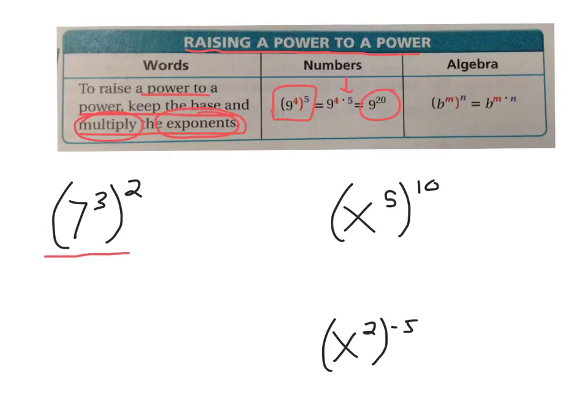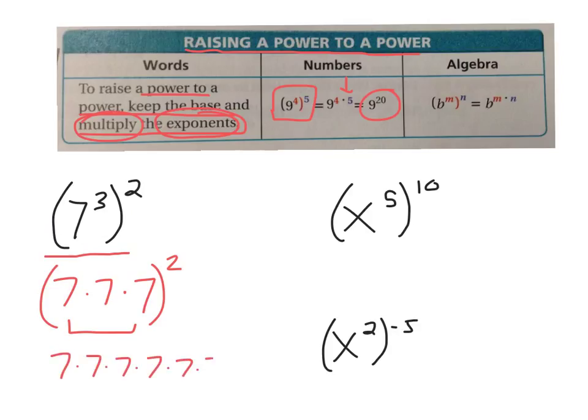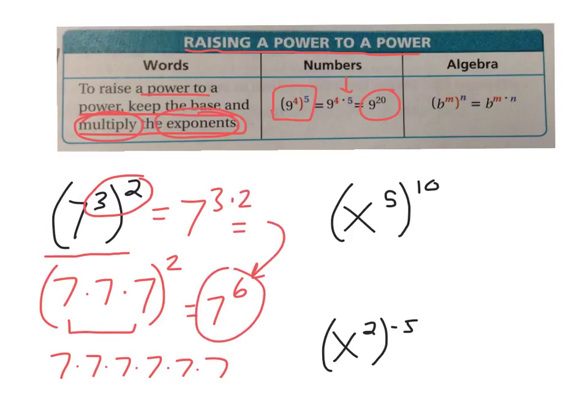So this would be 7 times itself 3 times, raised to the 2nd power. If I take what's inside the parentheses and raise it to the 2nd power, it means I'm going to multiply it by itself. So it would be 7 times 7 times 7 times 7 times 7 times 7. That's right, it would be 6 sevens. In other words, 7 to the 6th power. So how did I get 7 to the 6th power by raising a power to a power? 7 to the 3rd power raised to the 2nd power is 7 to the 3rd power times 2, or 7 to the 6th power.